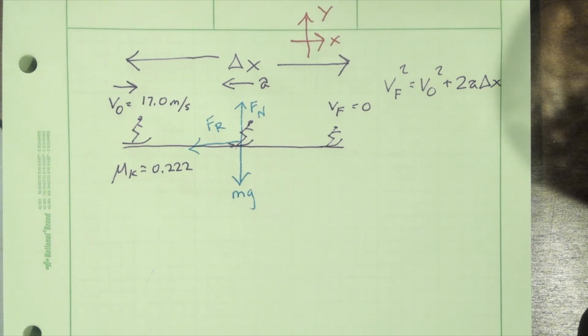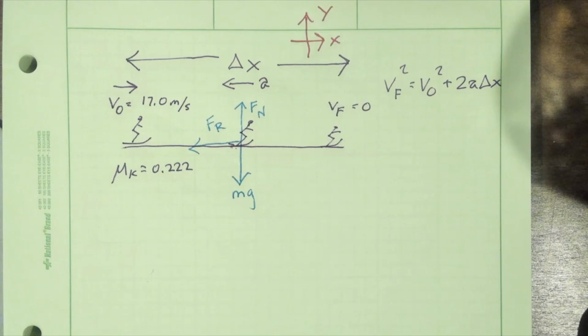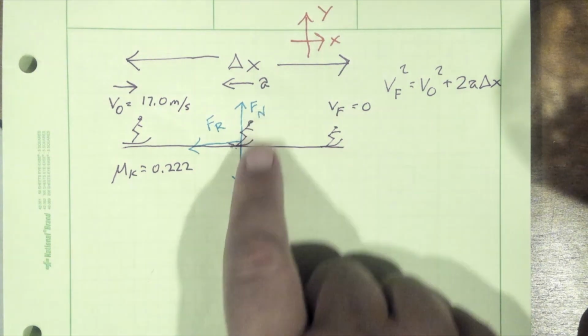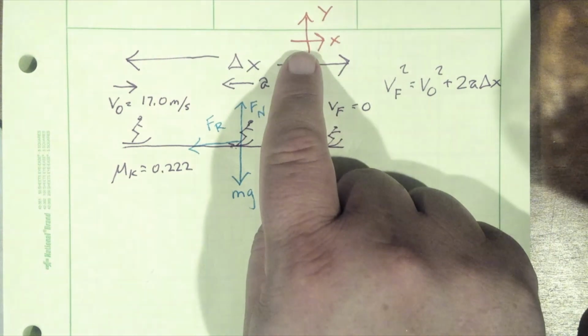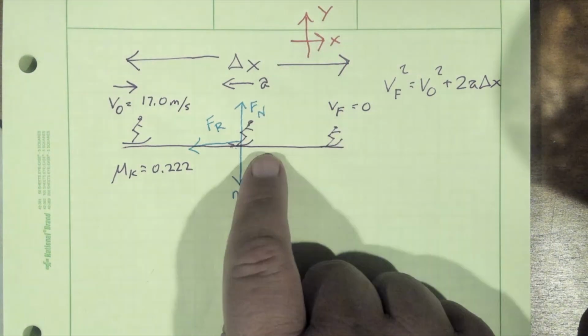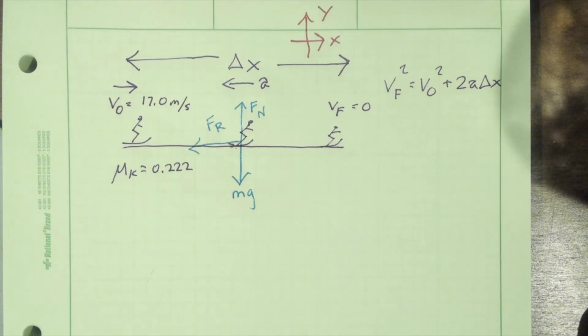Having established that coordinate system, the next step is to ask ourselves, do any forces need to be divided up into components? If so, draw those components and come up with formulas. Well, we can skip this step in this case because the forces are either purely vertical or purely horizontal. In our coordinate system, that means that two of them are purely in the y direction and one is purely in the x direction. So there's no need to divide up into components.